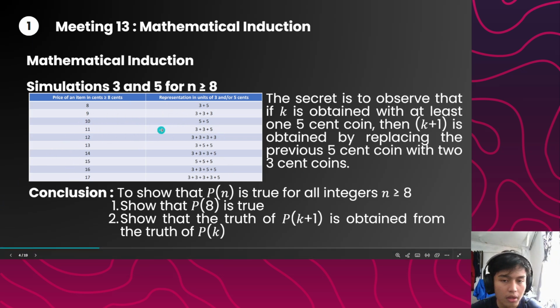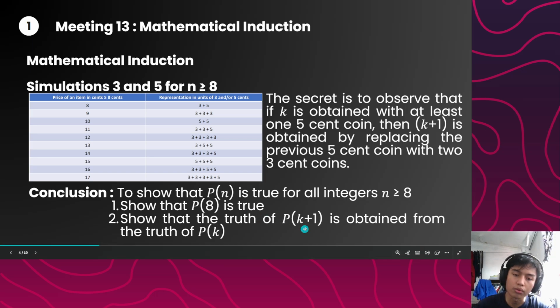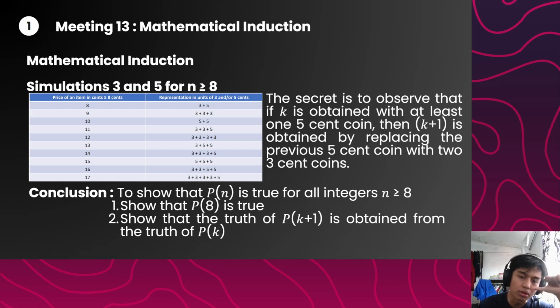picture or table. The secret is to observe that if K is obtained with at least one 5 cent coin, then K plus 1 is obtained by replacing the previous 5 cent coin with two 3 cent coins. From that, we get a conclusion that to show that Pn is true for all integers n greater than 8, number 1 is show that P8 is true, and number 2 is show that the truth of Pk plus 1 is obtained from the truth of Pk.